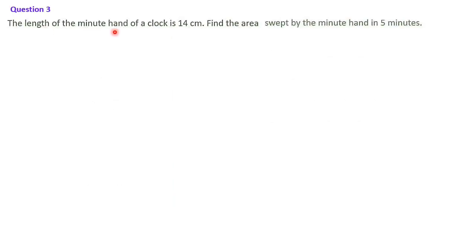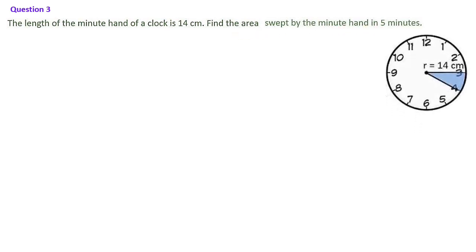Move on to the third question. The length of the minute hand of a clock is 14 centimeter. Find the area swept by the minute hand in 5 minutes. Here, the length of the minute hand of a clock. The clock, of course, is circular in shape. That is the length of the minute hand, 14 centimeter. Of course, we can consider this as the radius of the circle. Then find the area swept by the minute hand in 5 minutes.